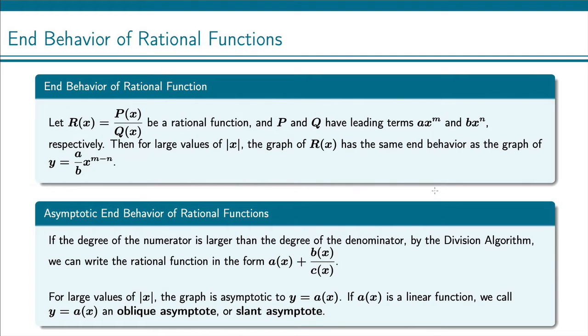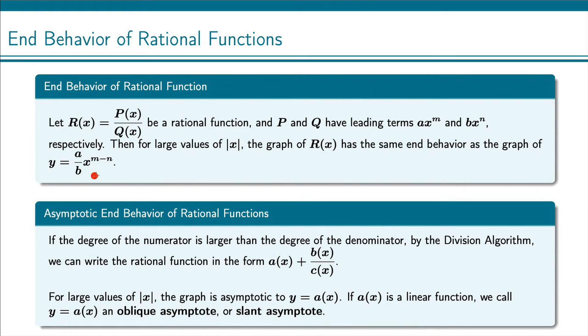So, if we have a rational function, we have a polynomial divided by a polynomial. And it turns out to find our end behavior, all we need is the leading term of each of these. So the leading terms of p and q, we'll say those are a x to the m and b x to the n. And all you need for the end behavior is to divide these two things. Okay, divide the leading term of p by the leading term of q. And that reduces to this thing right here. Okay, and our rational function has the same end behavior as this thing.